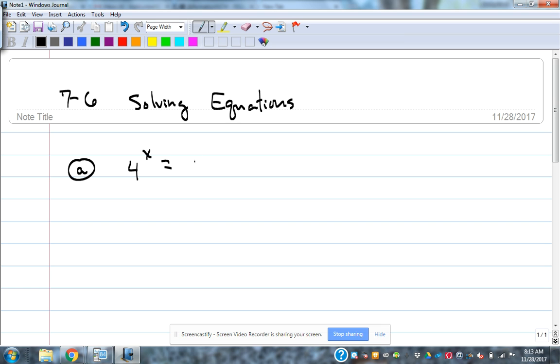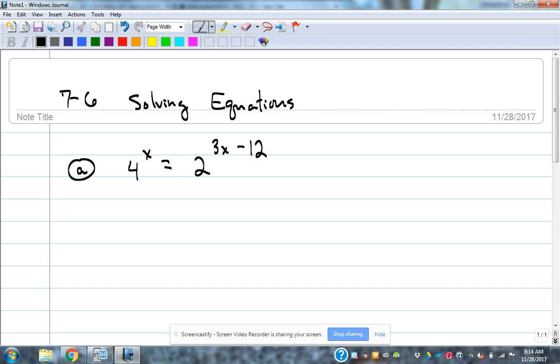And you'll have something like 4 to the x is equal to 2 with an exponent of 3x minus 12. The kicker with these types of equations is that you've got the variable in the exponent. And when that's happening, you've got to do a couple of different things that are possible. One thing that's possible to do is get the bases the same for each side if you can.